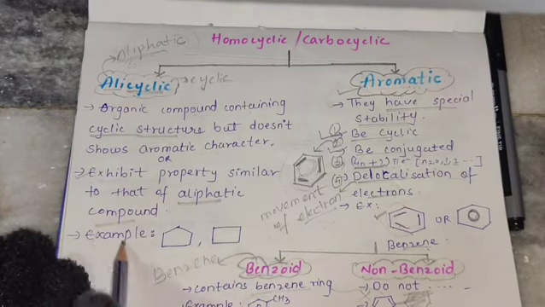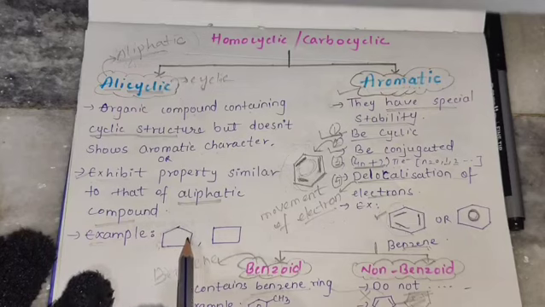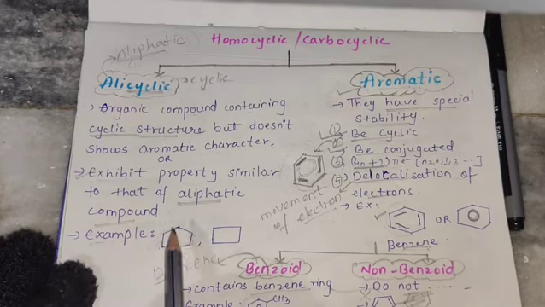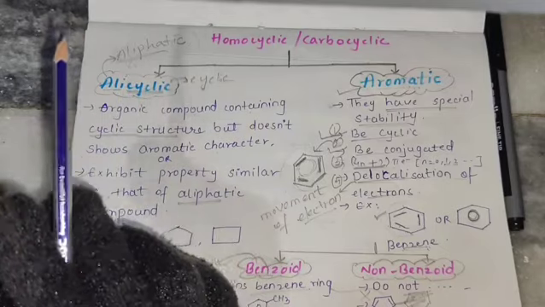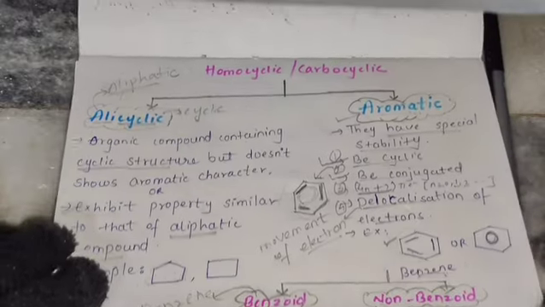Now see this example, it is a cyclic compound, but it does not contain any alternate single and double bonds. It does not have any type of conjugation. That means it exhibits a property which is similar to an aliphatic compound. Okay, I hope this much is clear.